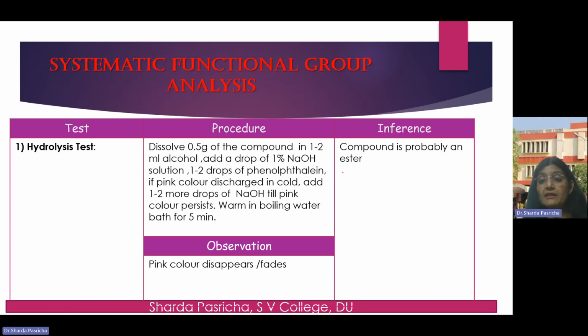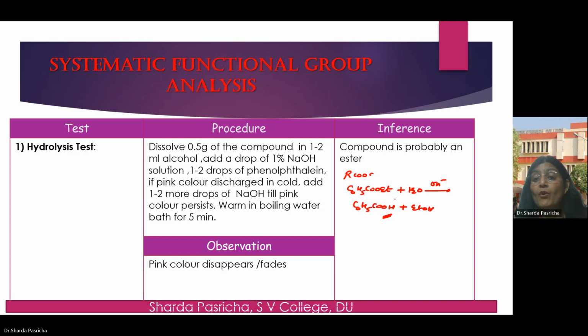Let us understand the chemistry of this test. You have an ester, let us say ethyl benzoate, and I am hydrolyzing this in alkali, okay? You will get benzoic acid and ethyl alcohol. Now, if you have added an optimum amount of NaOH, on hydrolysis, the benzoic acid that is formed will drop the pH of the solution.